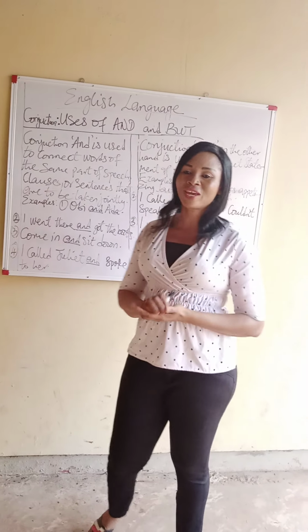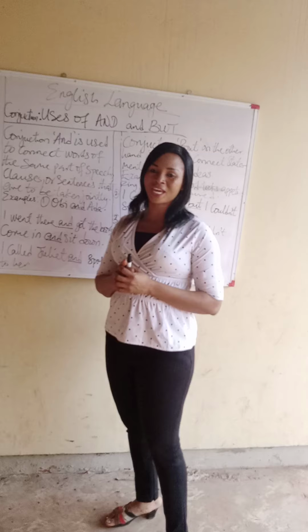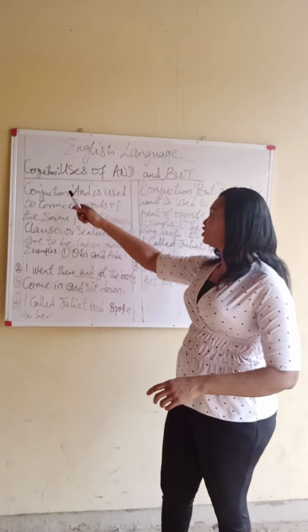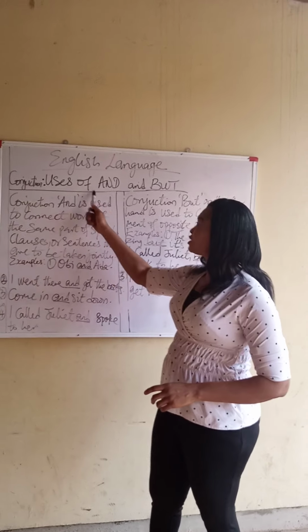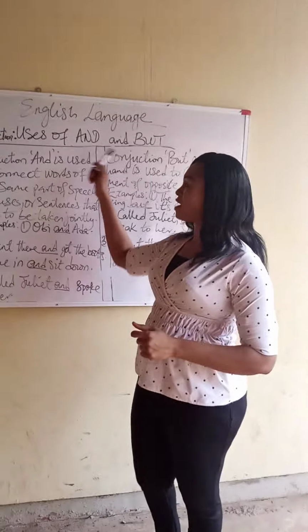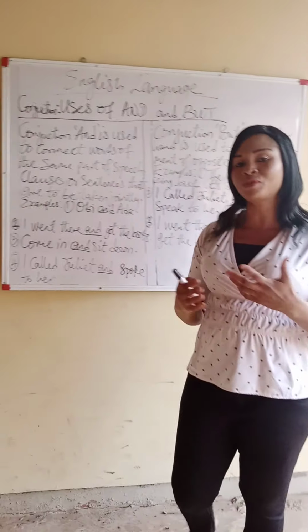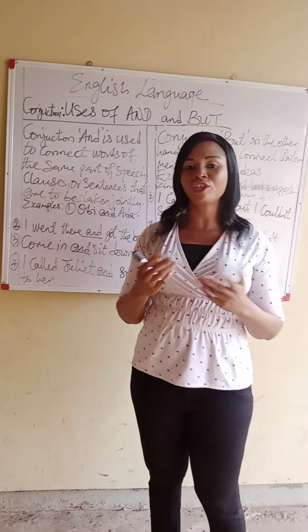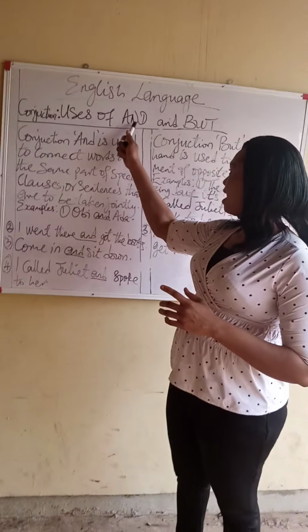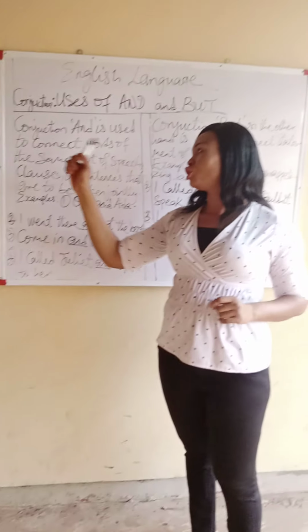Alright, today we're going to be looking at another interesting topic in English language, which is conjunction. Another conjunction will be focusing on is the uses of "and" and "but". This may seem very simple, but sometimes people tend to misplace them when using them. So we're going to be looking at "and" and "but" as conjunctions.